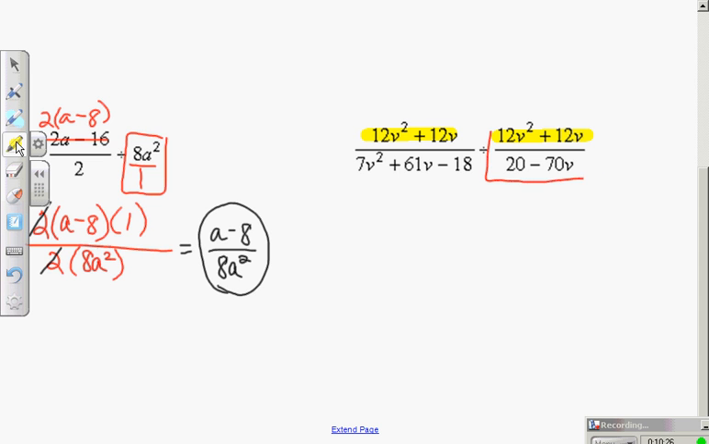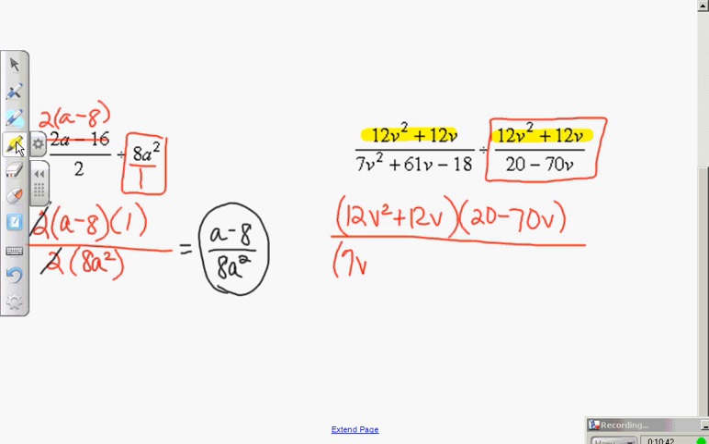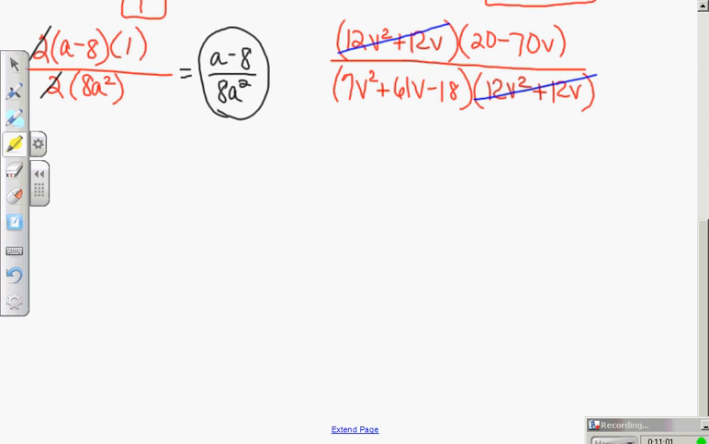This one looks huge and scary. First thing I notice and begin to get suspect about is that perhaps those two are going to cancel when I flip my second fraction. So I'm going to hold off on my factoring until I see what's going on. And so I have 12v squared plus 12v, one number. That's now times 20 minus 70v, all over 7v squared plus 61v minus 18 times 12v squared plus 12v. Now, it's clear that this and this are identical, and so I can cancel them.